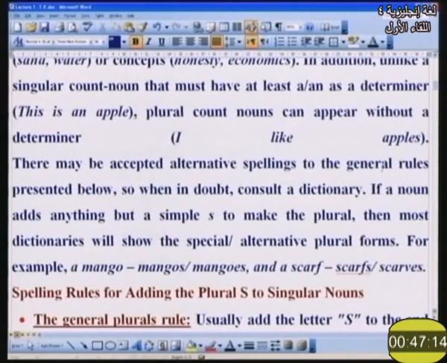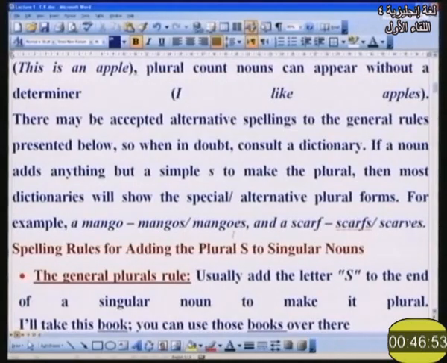If it takes any other thing except an S, then the dictionary will mention it. Some of the nouns, as we are going to see, get more than one plural. You can have different forms of plural, and the English dictionary must mention this. For example, if you look for a word like mango, you will find that it has two alternatives, either mangos with an S or mangoes with an ES. And the same applies to a word like scarf. Sometimes it's pluralized as scarfs, just putting an S on the word, or sometimes the F changes to a V and then you add ES, so it is scarves.